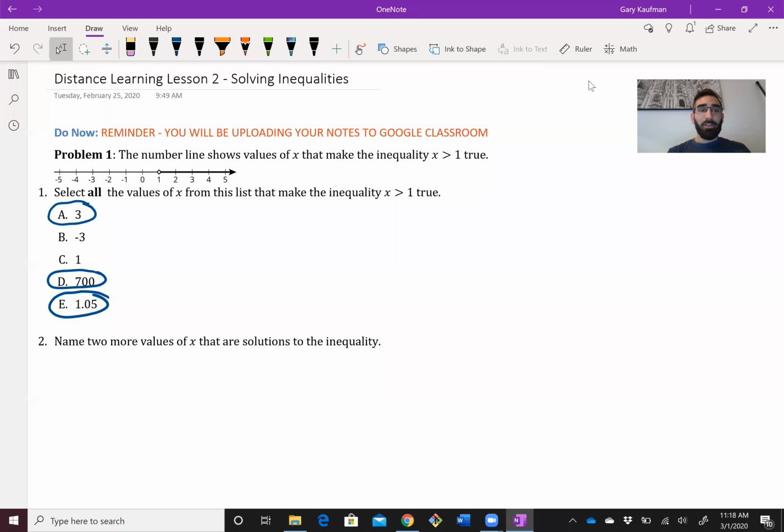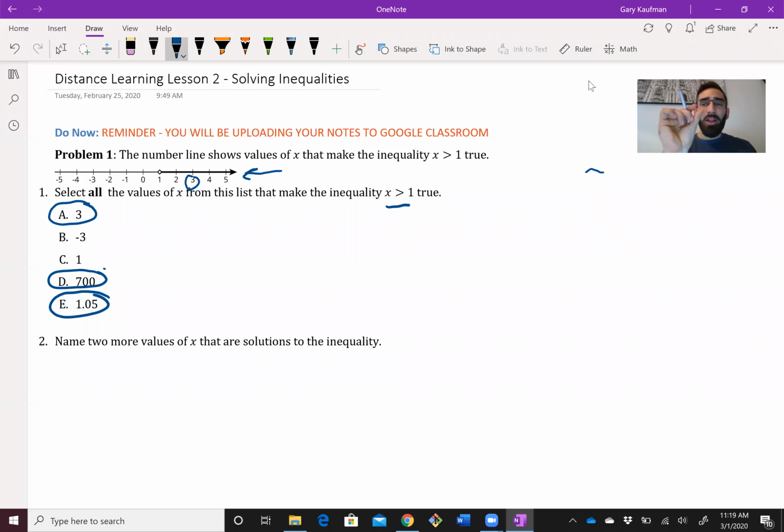So here's the solution to the first question. We're asked what's greater than 1. X must be greater than 1. And this is a review of our graphing inequalities. Now we can use logic, or we can also look at our graph right here. And we can see that the 3 is within the solution, so 3 is a solution. 700, that's going to be way down there, so that's also a solution. 1.05, it's the smallest amount, but it's also past 1.